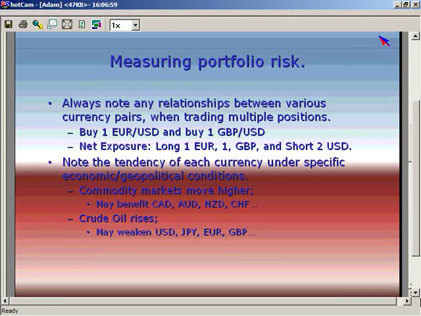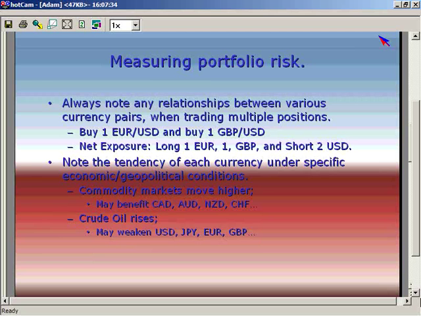Now, note the tendency of each currency under specific economic and geopolitical conditions. Commodity markets move higher. This may benefit the Canadian dollar, i.e. oil, the Aussie, the Kiwi, the Swissy, metals. Crude oil rises. This may weaken the dollar, the yen, the euro, or the pound. Especially with crude oil going through the roof, even though we're not trading the dollar CAD or the CAD yen pair or the pound CAD, let's say we're trading the Aussie pound, crude oil rises. This invariably could hurt.